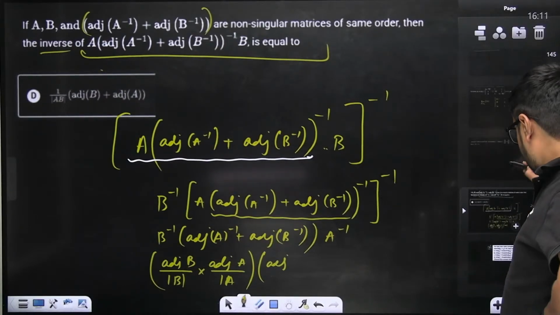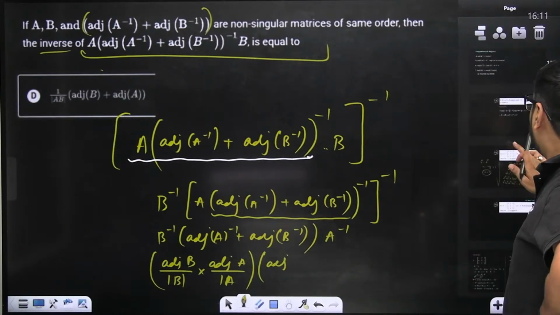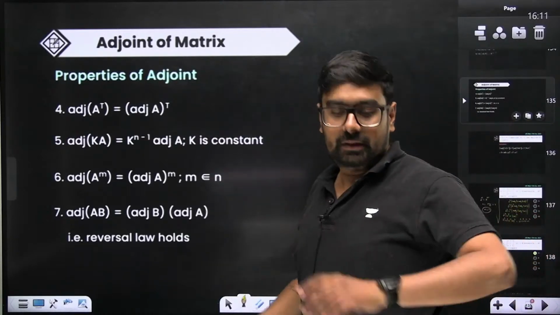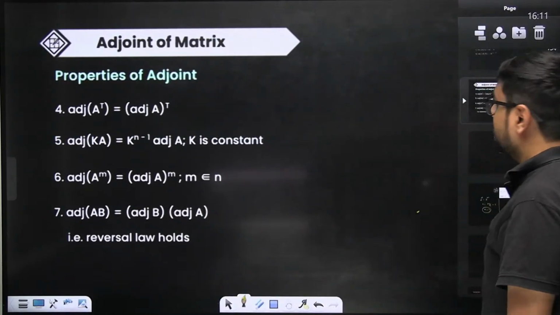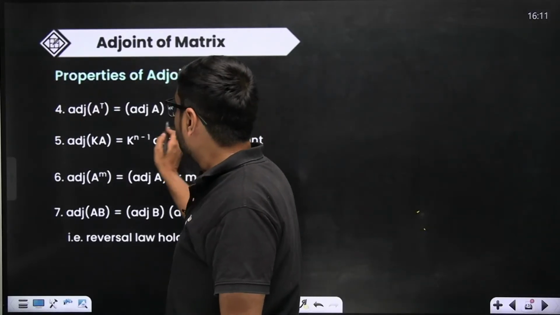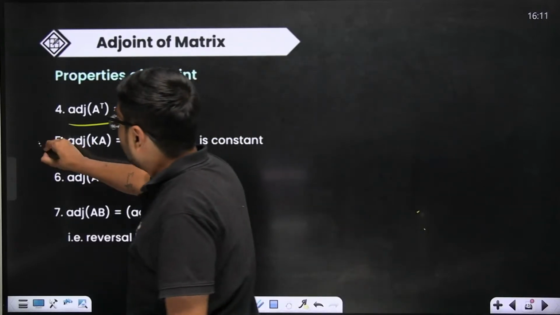Okay. I think we have covered almost all the things for matrices. Complex numbers and functions remain. For complex number rotation, I want to bring some questions, but let's not do it today, otherwise this session will go too long. Some more properties, we did know all these properties. Adjoint of A transpose is transpose of A adjoint. This property is very important. Remember this.